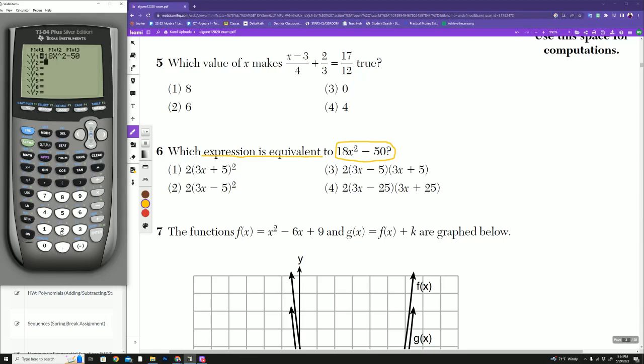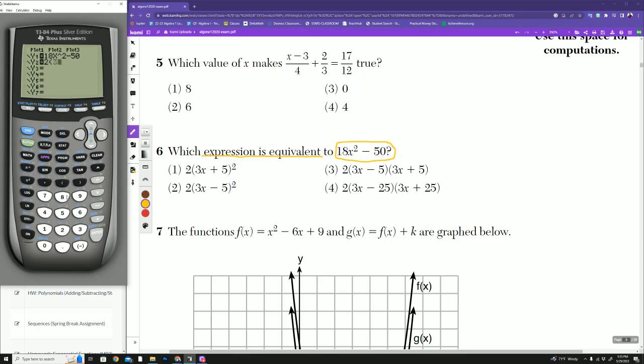So option 1 is 2 times 3x plus 5, close parentheses, to the second power. Now I'm going to pull up the table to see if the values are equivalent. So I go to second table. When x is 0, my first equation is negative 50. My second equation is 50, so they're not equivalent. I have negative 32, 128, 22, 242. So I'm looking for when both of them are equivalent. So I'm going to go back. It's not option 1. I'm going to clear this and try option 2.